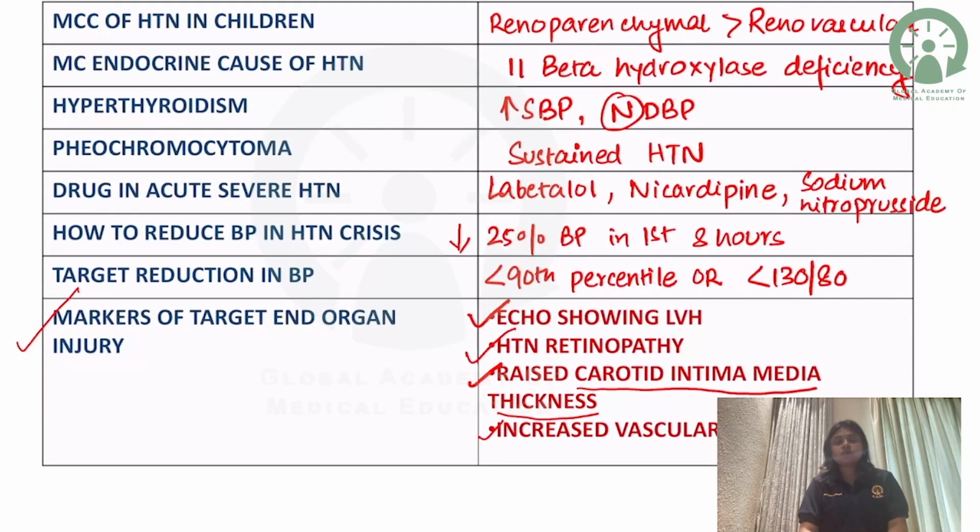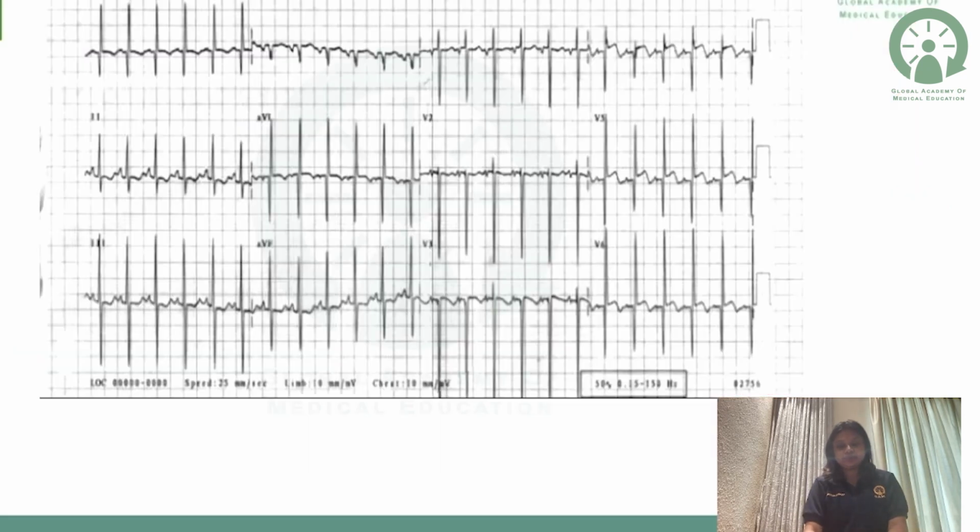from your entrance point of view. So this finishes the one-liners which are expected from hypertension. And nowadays we also go for ambulatory blood pressure monitoring in order to identify white coat hypertension or masked hypertension.